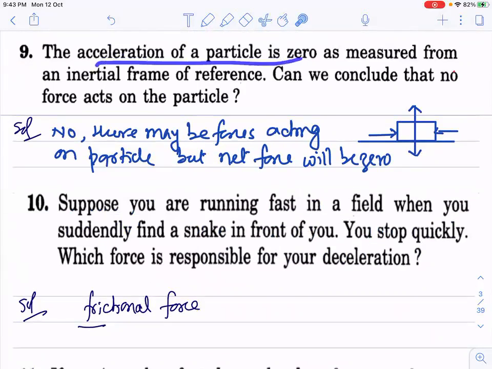The acceleration of the particle is 0 as measured from the inertial frame of reference. Can we conclude that no force acts on the particle? The answer is no, because there may be many forces acting on the particle. But net force will be 0. Then only acceleration will be 0.